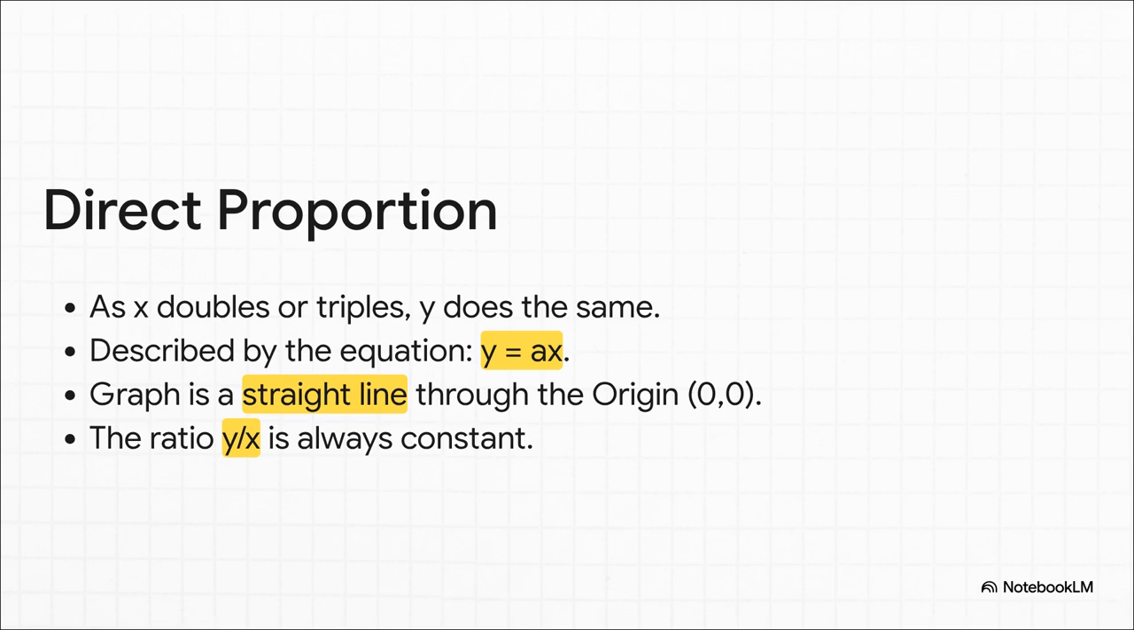Let's dig into direct proportion. This is that lockstep relationship. If you double x, y doubles. If you triple x, y triples. It's that predictable. And the graph it makes, it's always, always a perfectly straight line that goes right through the origin. That's its visual signature.